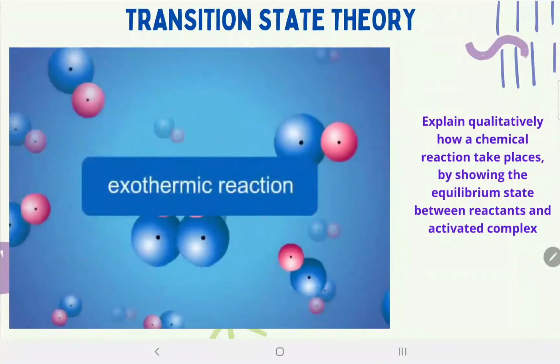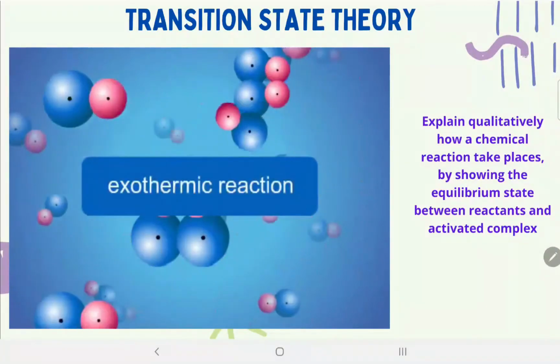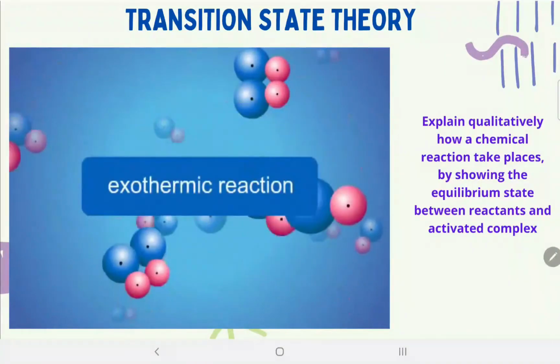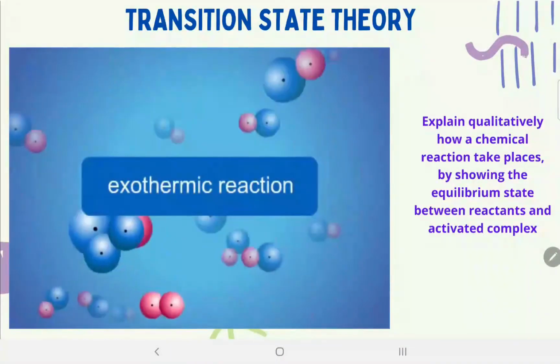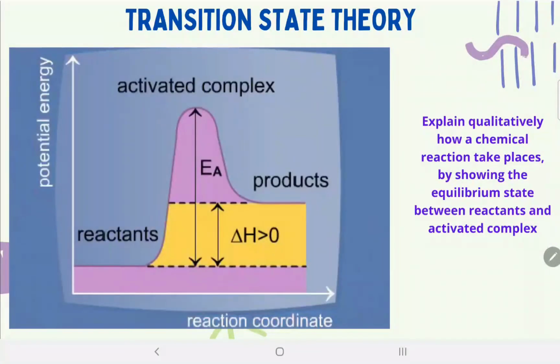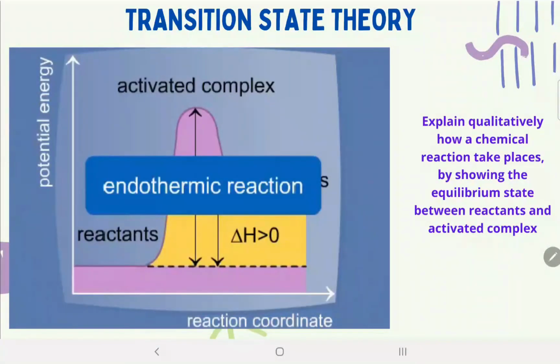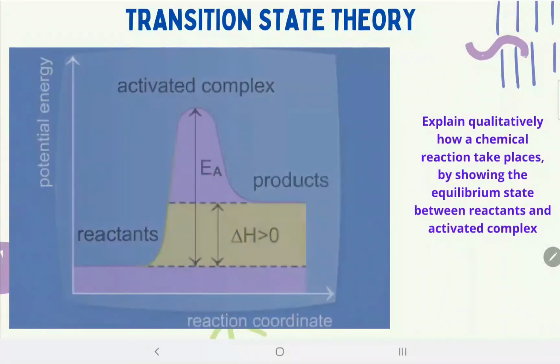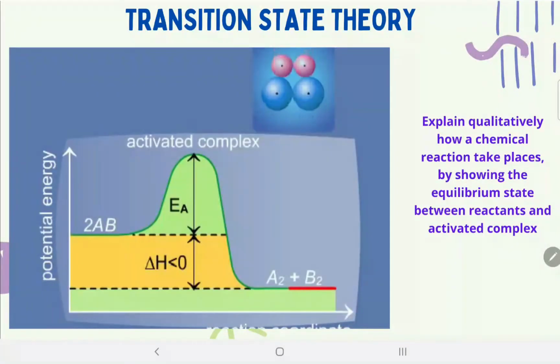When the potential energy of the product is lower than that of the reactants, heat is evolved, and the reaction is exothermic. When the potential energy of the products is higher, heat is consumed, and the reaction is endothermic. The shape of the curve in the potential energy diagram indicates that in every reaction, there is a kind of energy barrier which must be overcome if the reaction is to proceed.